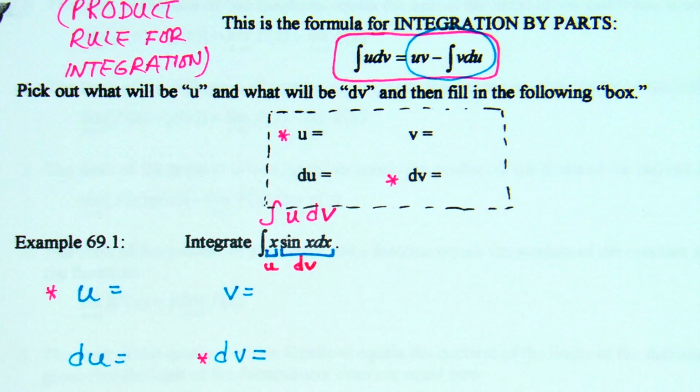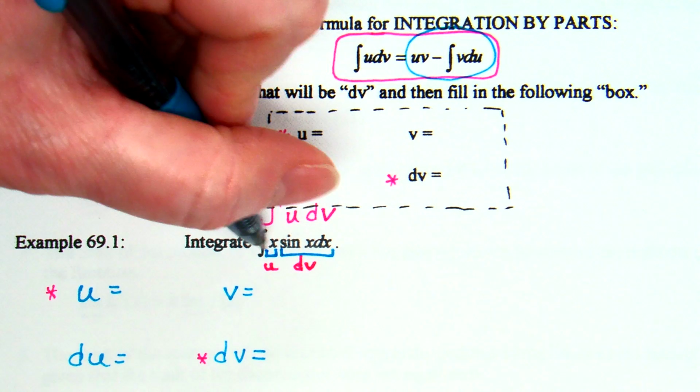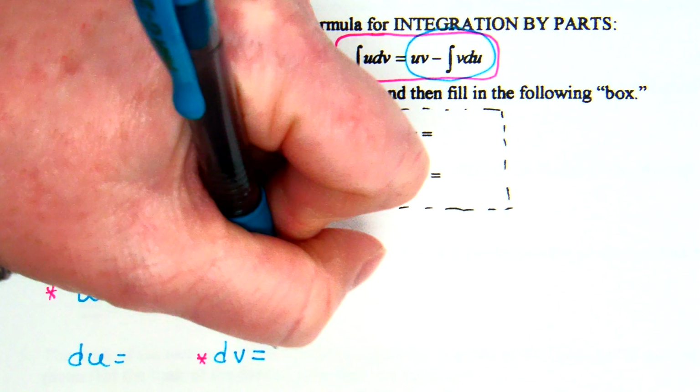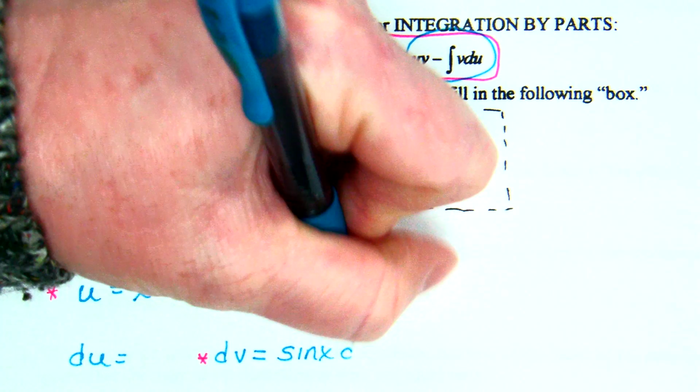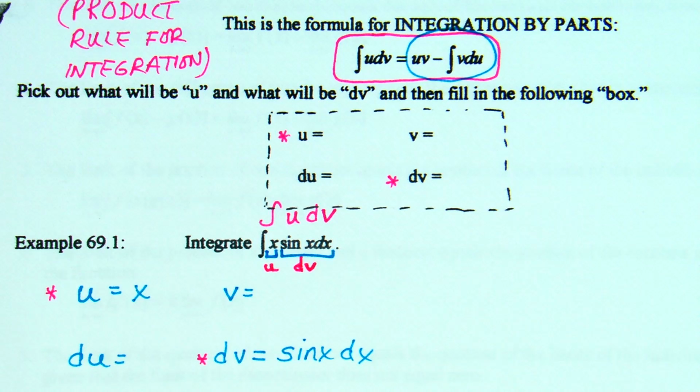Now, one comment I will make: can you count on them always being in that order? No. Okay? So, if I write over here, what do we pick u to be? x. dv we pick to be sine x dx. Notice, is everything accounted for from my original problem?